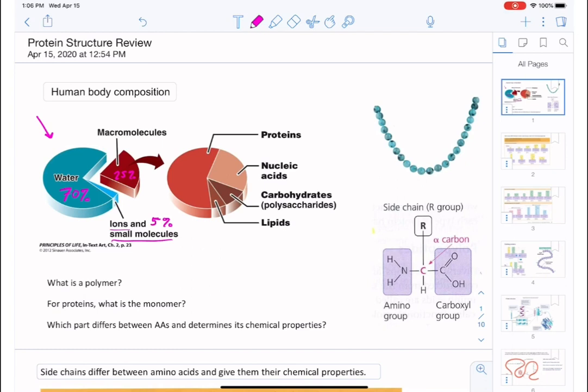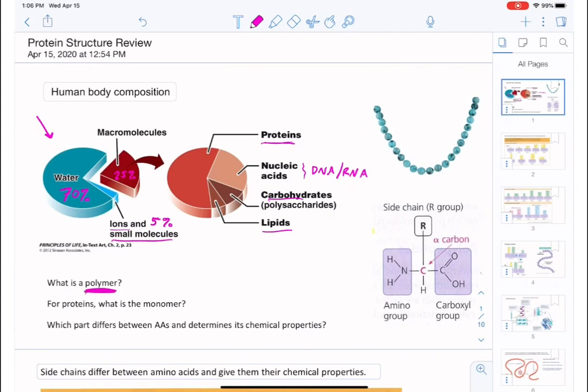These are large molecules. And when it comes to macromolecules in the human body, we have proteins, nucleic acids, which represent DNA and RNA. We have carbohydrates, and we have lipids. And out of these four macromolecules here, three of these, structurally speaking, are what we call polymers.